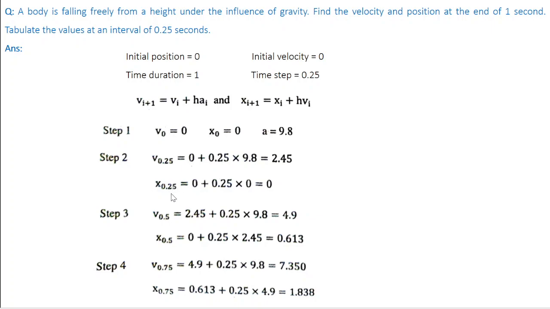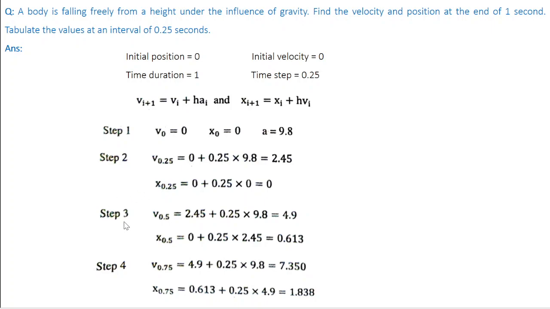Now x of 0.25, after 0.25 second, what is the position? This is equal to x0, which is 0, plus step size, which is 0.25, into Vi. Vi is the value of the velocity in the previous element. So the previous element value is V0. V0 is 0, so you get x of 0.25 equal to 0. Sometimes people write this value of velocity here, V of 0.25 here. Don't do that, because in every calculation you are taking values from the previous element. So this has to be V0 here.